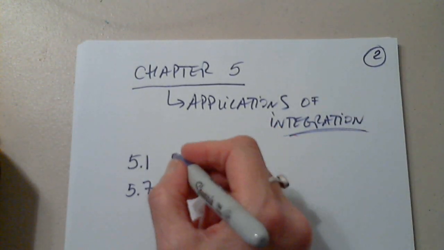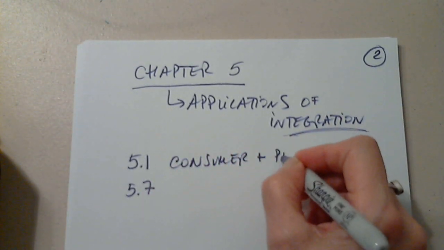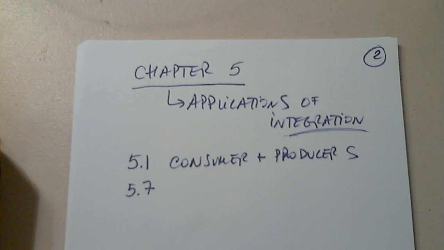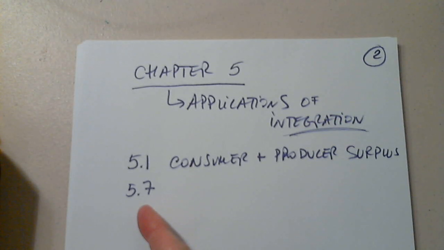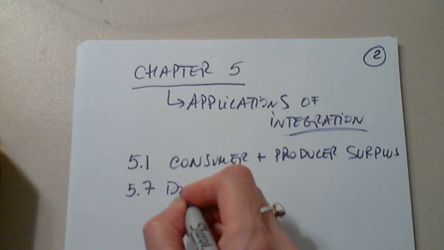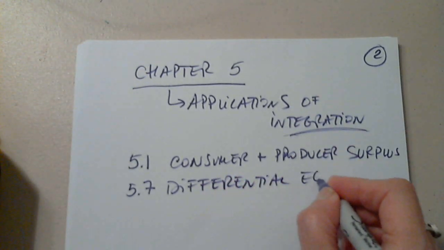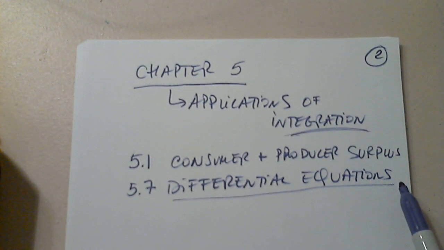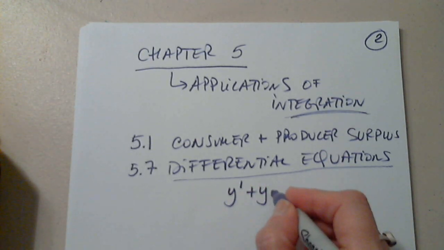In 5.1, we're going to look at consumer plus producer surplus. In the last section of chapter 5, we're going to look at differential equations. What is a differential equation? Just to give you a quick idea, it's an equation that has first derivative, let's say, times y equals 2x.